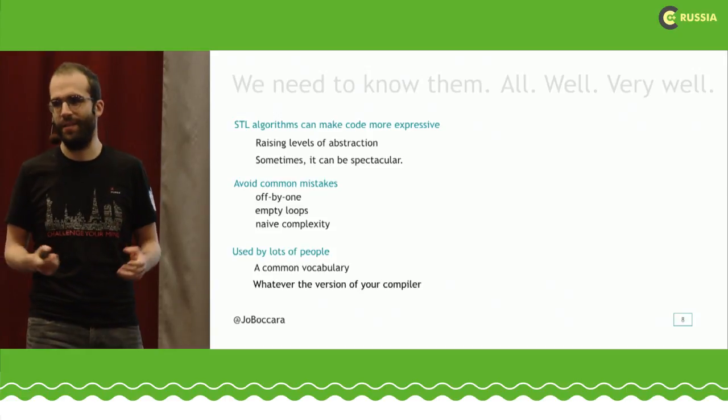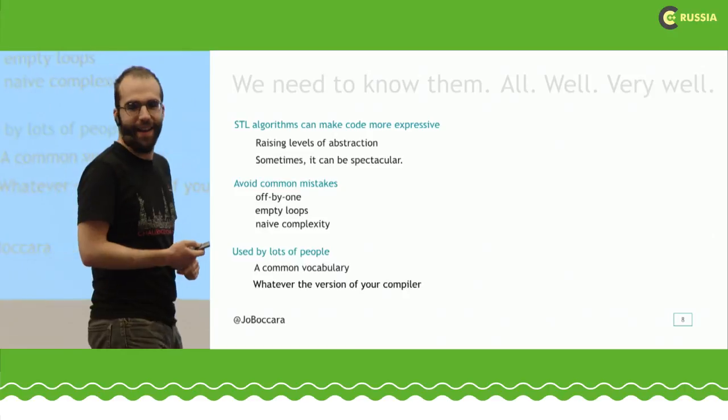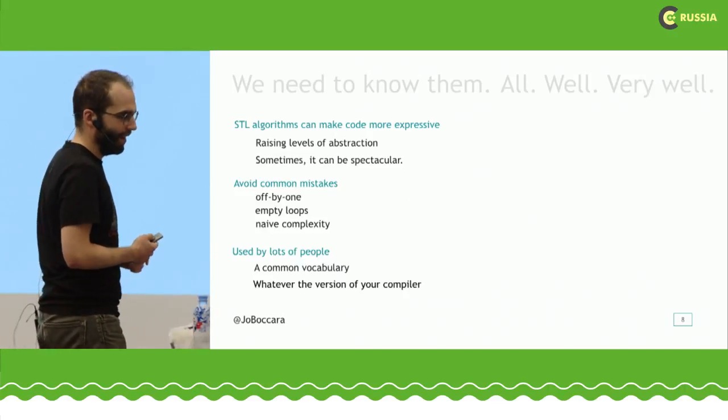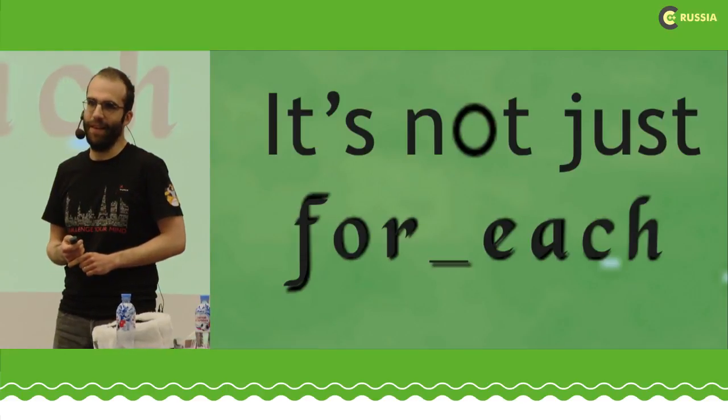So they're really standard. Now, there's a trap that lies at the beginning of the path to the STL algorithms, and this trap is called for_each.